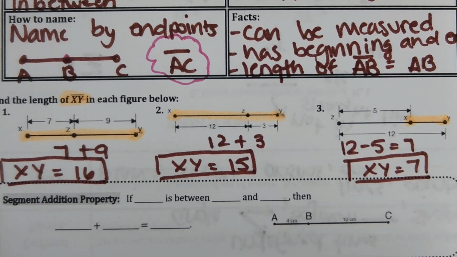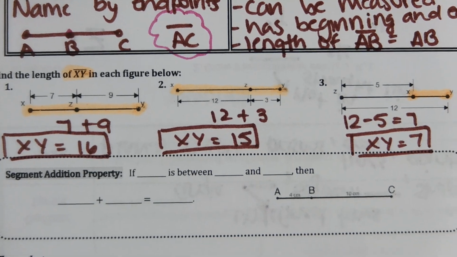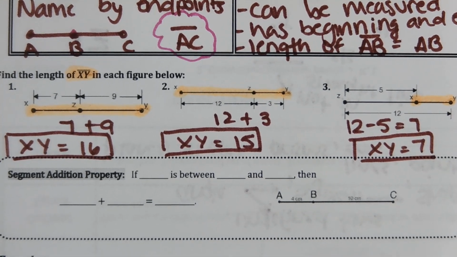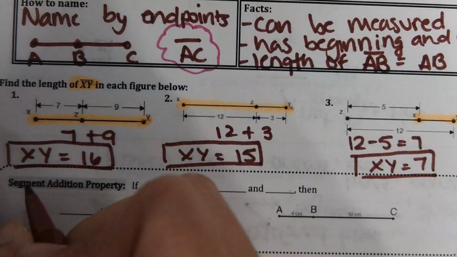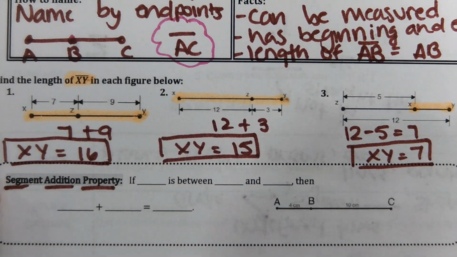Okay, so this concept may seem like common sense, but in geometry, they always give a formal name to everything. And this is called the segment addition property. These formal names will be really important when we start proofs in a month or two. So just keep them in mind.